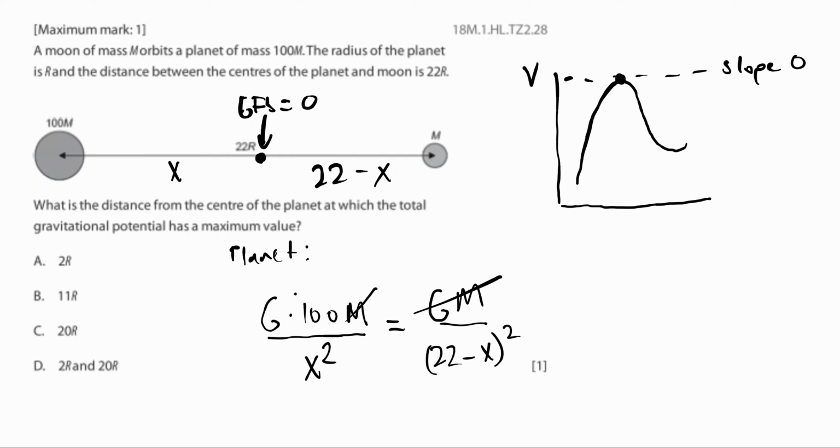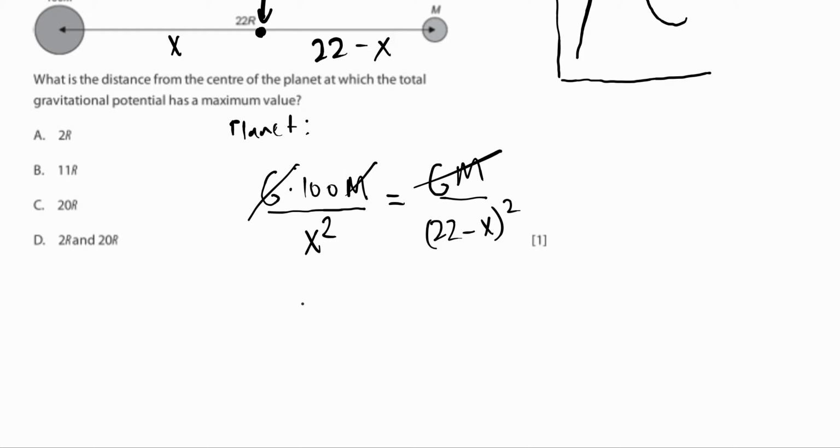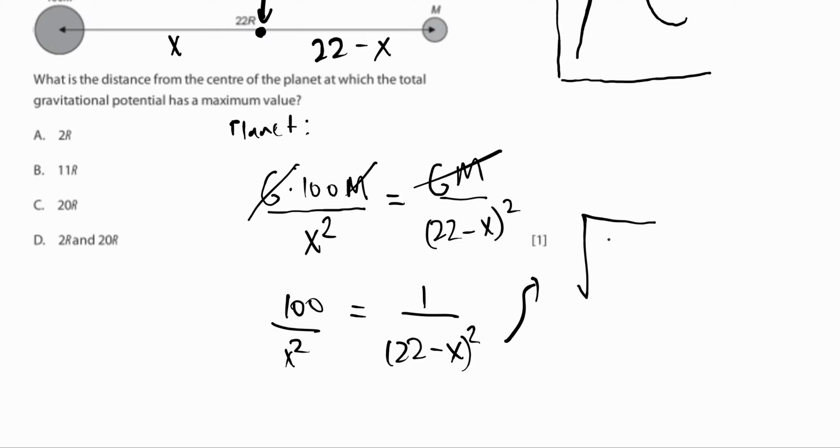Now let's cancel things out. GM will go, and let's continue. So we have 100 over x squared is equal to 1 over (22 minus x) whole squared. Now what can we do here? We could create an equation using cross multiplication, but there's an easier way. What if we just take the root of both sides? That just means the root of 100 over x squared is equal to the root of 1 over (22 minus x) the whole squared.